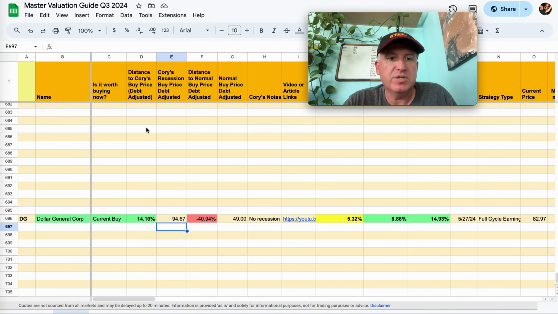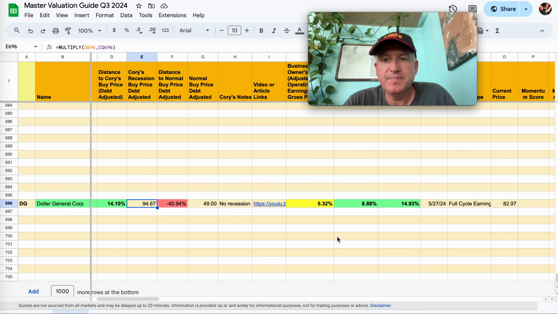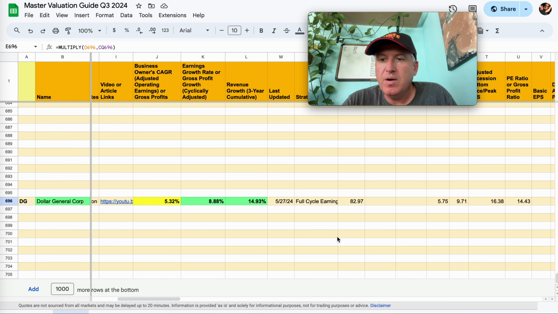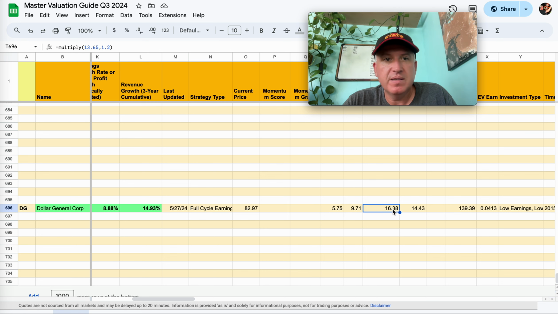But what it worked out to was a little under a $95 buy price, right? Now, I can look at those numbers actually to see what I have. So yeah, I have a 13.65 recession PE, and then my buy price is 20% higher than that.